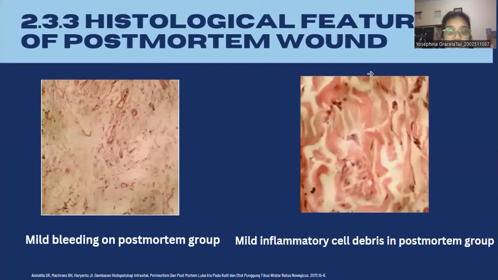And in another study assessing wound histology, the description of blood absorption and inflammatory cell debris with the smallest order was in the postmortem wound when compared to the antemortem and perimortem wound. Histological findings in the study revealed features of mild bleeding and mild inflammatory cell debris in postmortem wound.